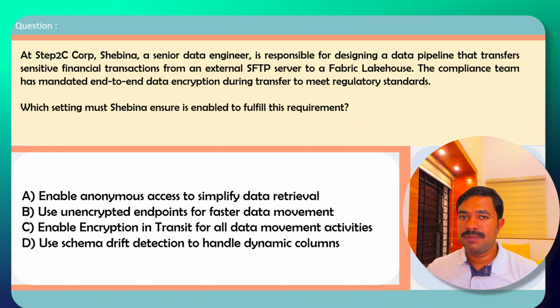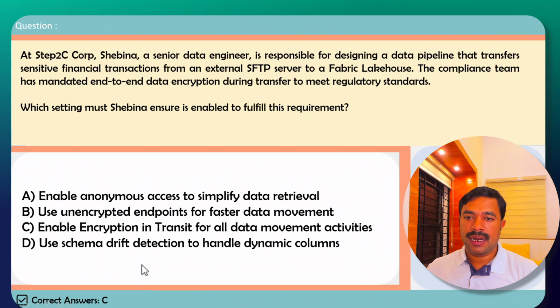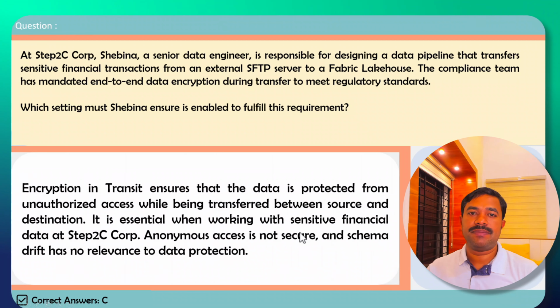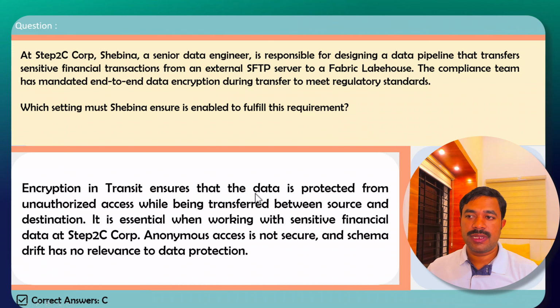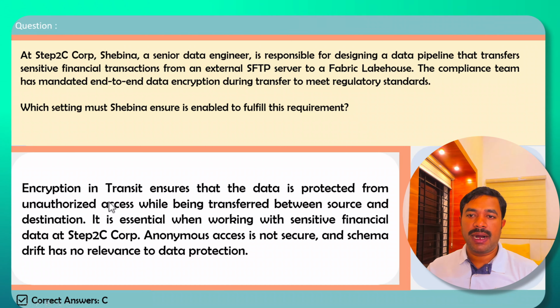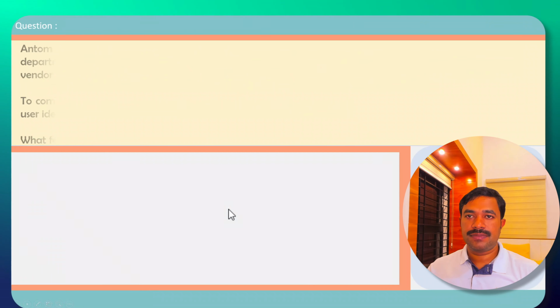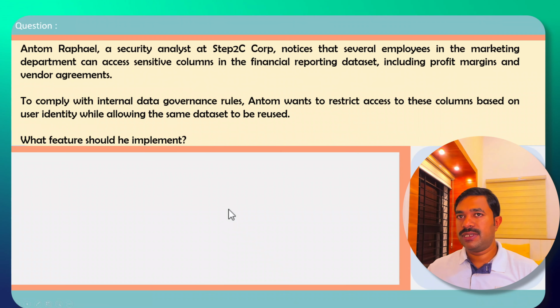So we have some data transformation and we want to encrypt the data in transit. So we need to enable encryption in transit for all data movement activities. By using this feature, you could enable end-to-end encryption during transfer. Encryption in transit ensures that data is protected from unauthorized access while transferring between source and destination. So we should use this feature. Now let's check a few more questions.